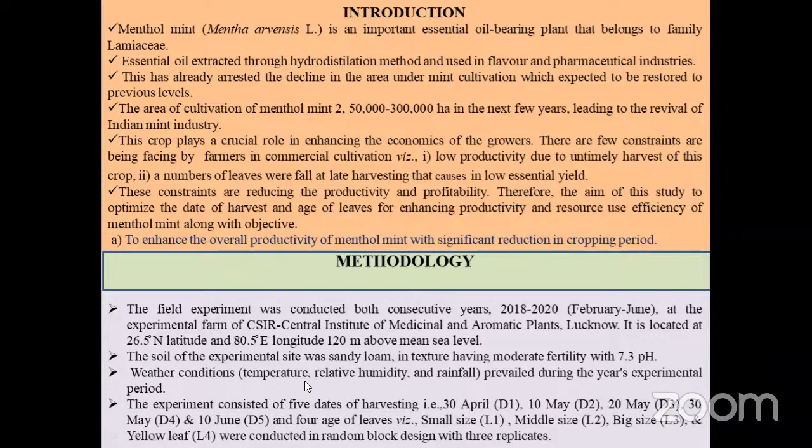The experiment consists of 5 dates of harvesting, that is 30 April, 10 May, 20 May, 30 May, and 10 June, and 4 ages of leaves: small size leaf, middle size, big size, and yellow leaves. We conducted it in a randomized block design with replicates.